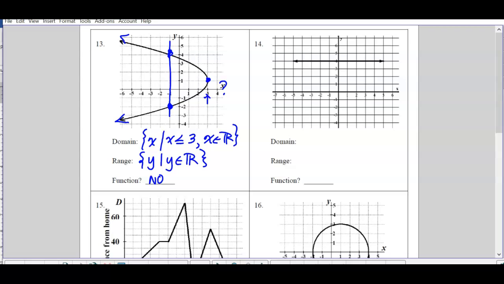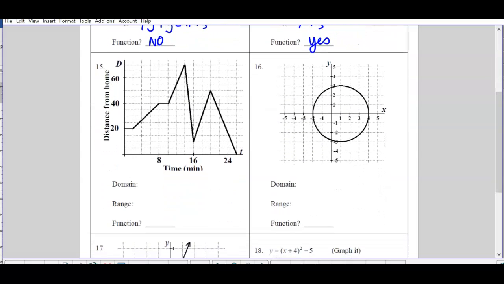Domain, this one's a horizontal line. So the arrows are going left and right. Okay, so that's going to be all real numbers. It is continuous. But the range, all of those points, sorry, my graph is off, all of those points have a y value of 4. So there's only one y value. So we just list it. Okay, and this is a function. Any vertical line just touches it once.